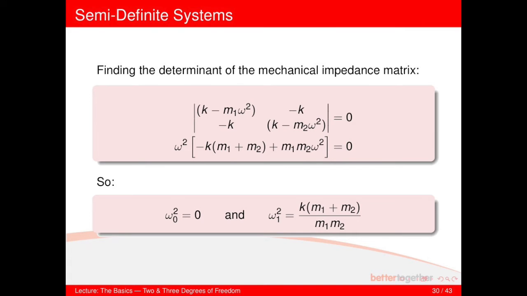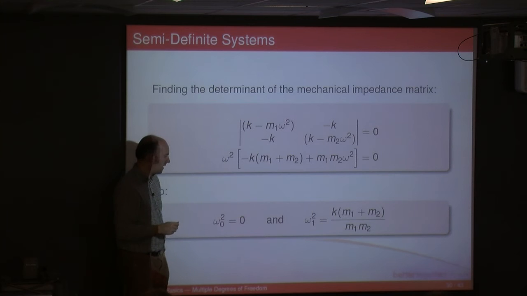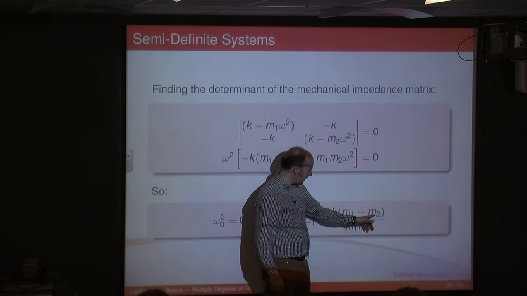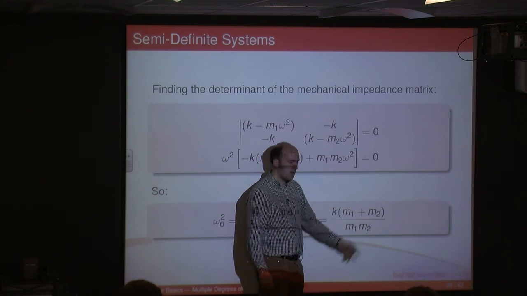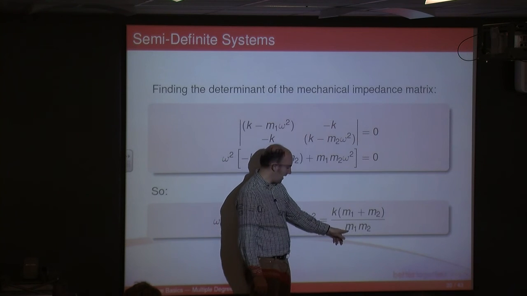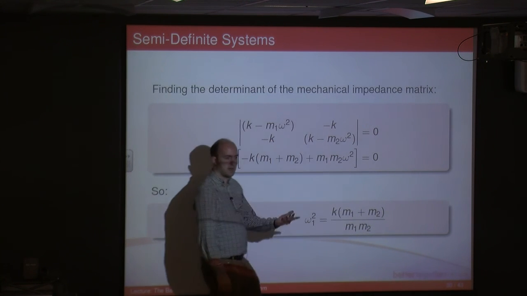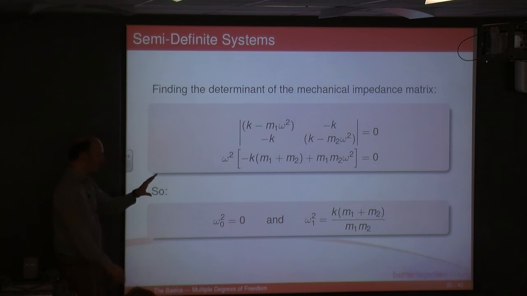It's quite clear that if mass 2 was huge and mass 1 was not very huge, okay, what you end up with here is this number being insignificant compared to this one, so you end up with k m2 over m1 m2. The m2's cancel, you end up with k upon m, which makes sense. Mass 2 is ginormous, okay, mass 1 is just oscillating against mass 2. It's like a single degree of freedom system, okay, so that's worth remembering.